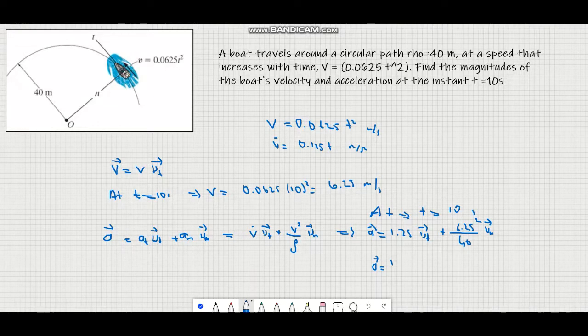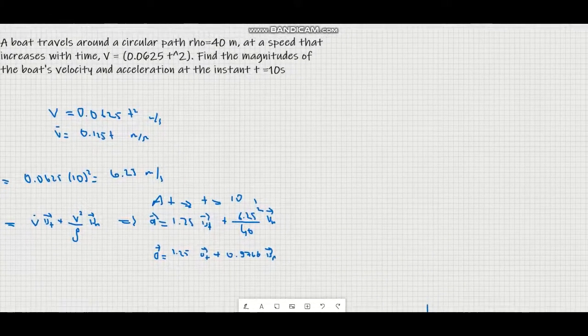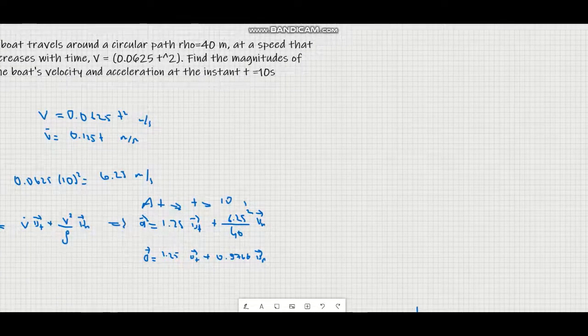So at the end, our acceleration is going to be 1.25 ut plus 0.9766 un. All right, so we found our acceleration vector.